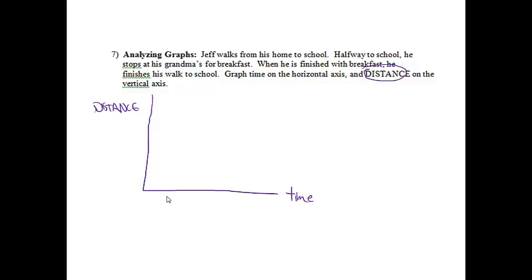on the vertical axis. So, okay, he starts at home and he gets away from his house. So here's his house right here. There we go. So he starts walking and then he stops at his grandma's for breakfast. So it doesn't go back down to the bottom because that would mean he's going back home. So it's just going to stay steady for a while because he's not covering any distance because he's eating breakfast at his grandma's house. And then he finishes his walk to school. So now he continues covering more distance. So there are 3 parts of that graph, and it's going to look something like that.